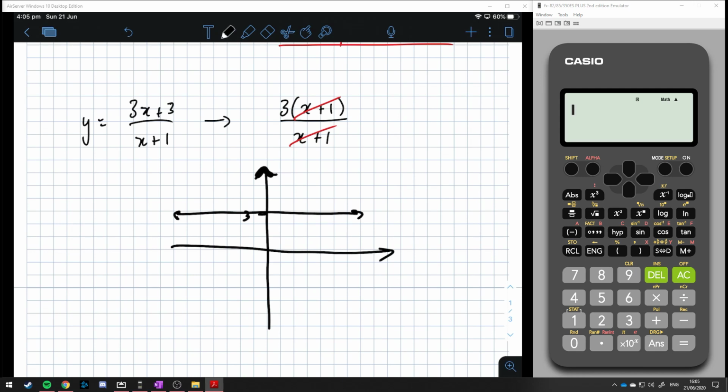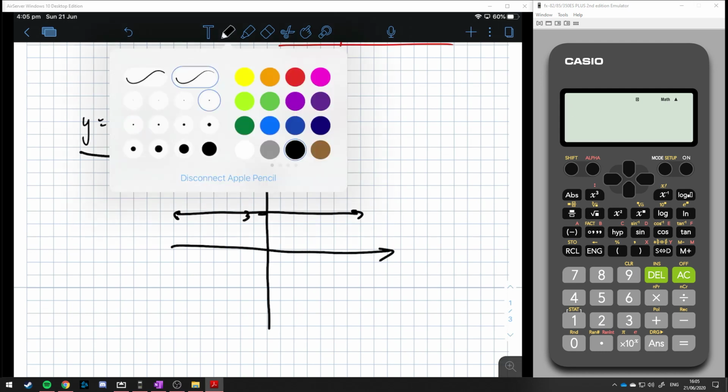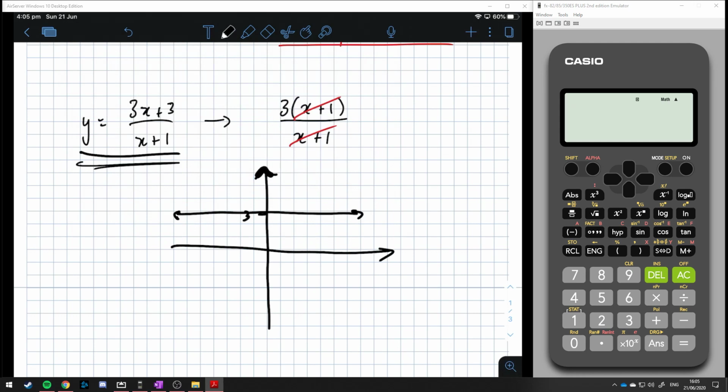However, there is a problem, because our original function is this one over here. So y is equal to 3x plus 3 over x plus 1. If x is equal to -1, then the denominator is equal to 0, and therefore the function doesn't actually exist at that point. So at x is equal to -1, there's going to be a hole here in this function.